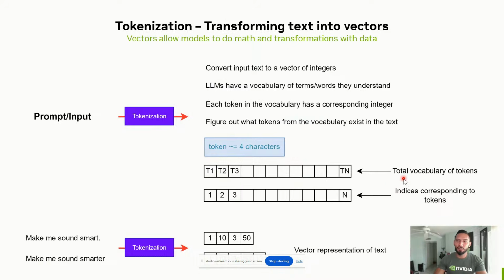I'm claiming this vector is a total vocabulary of words. I go from T1 to Tn, and it's just the total number of words in the vocabulary. And then here are the corresponding indices if I were to map each of those words. And then on the bottom here, I'm saying, okay, make me sound smart or make me sound smarter. And I'm just assigning some random indices to each of these words. I'm considering each of these words as a token.